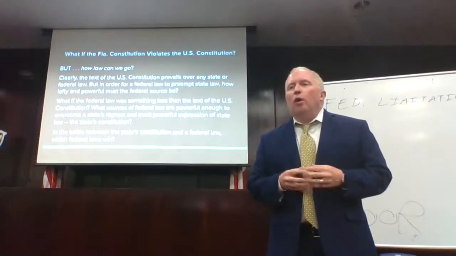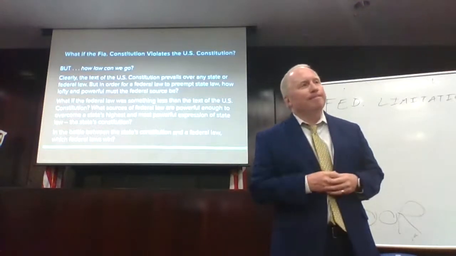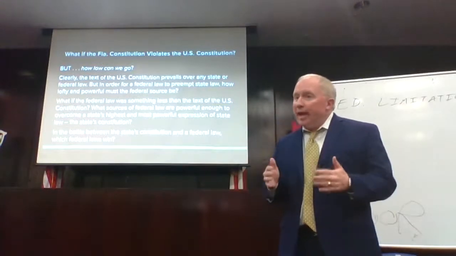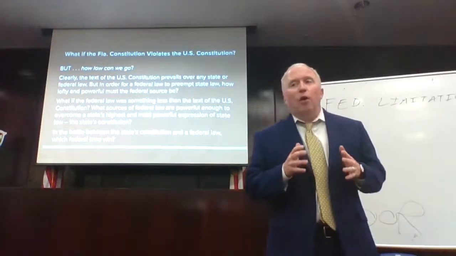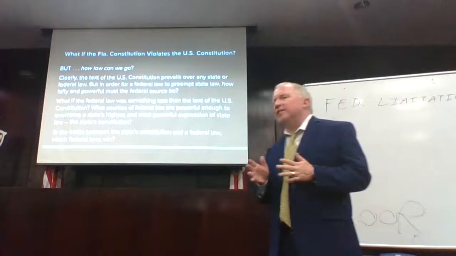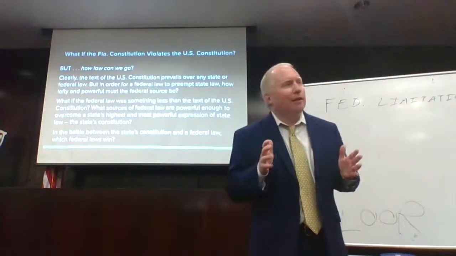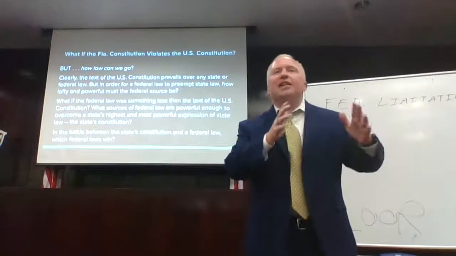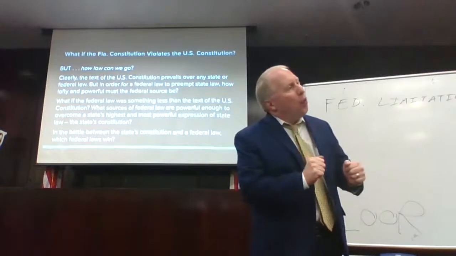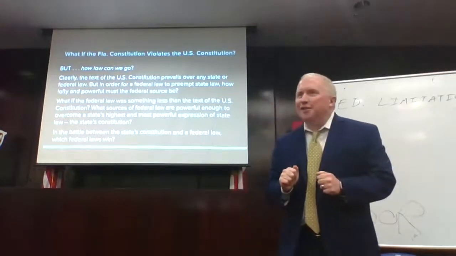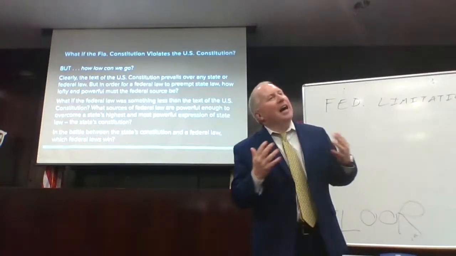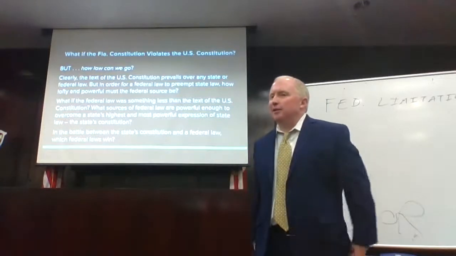What if the federal law was something less than the text of the U.S. Constitution? Can it still preempt state law? The answer is yes. What sources of federal law are powerful enough to overcome even the state's highest, the most powerful expression of state law, the state's constitution? Assuming each federal authority had authority to enact what it did, then no matter how low that federal source was, it still preempts all state laws, even the highest expression of state law, even the state constitution.